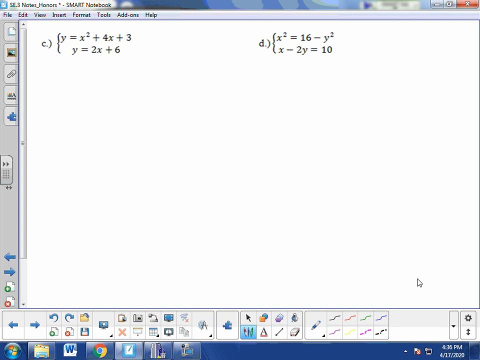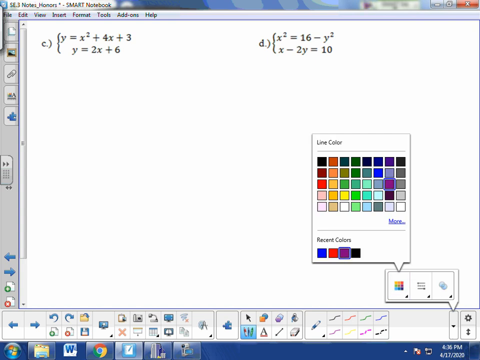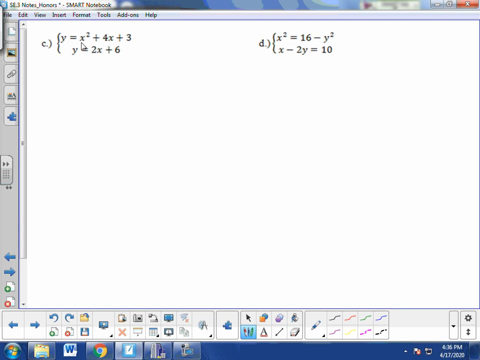Okay, well, hopefully you got a chance to work there. Let's go ahead and find these algebraic solutions. So C was set up nicely. The two equations are already set equal to y, so we don't have to do any work there. We can go ahead and just substitute right from the beginning. So this top one is y equals, the bottom one's y equals. So we can substitute the two equations, and now we get the expression x squared plus 4x plus 3 equals 2x plus 6. Remember, this is a polynomial, and so we want the polynomial to equal 0 in order to solve. So we get x squared plus 2x minus 3 equals 0.